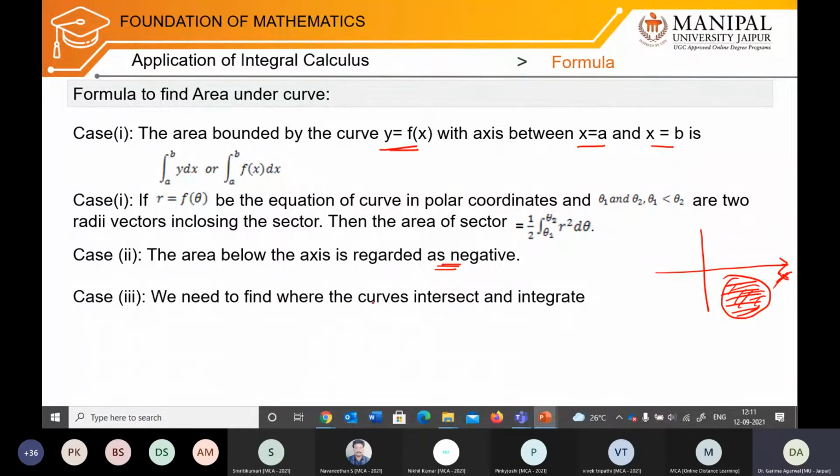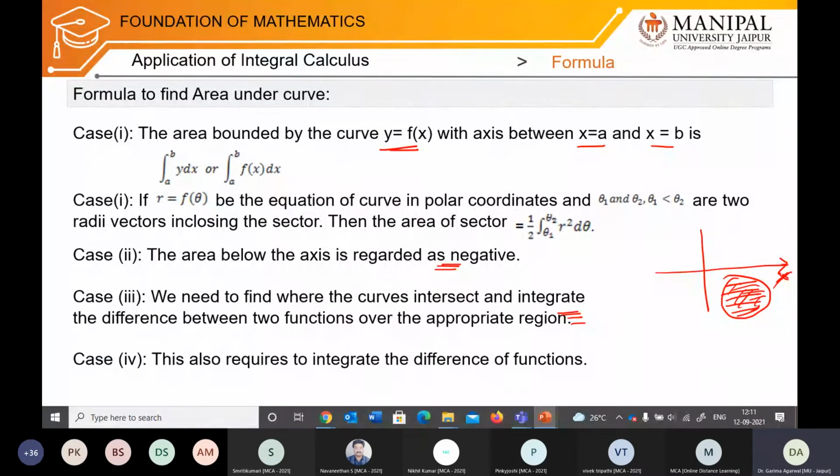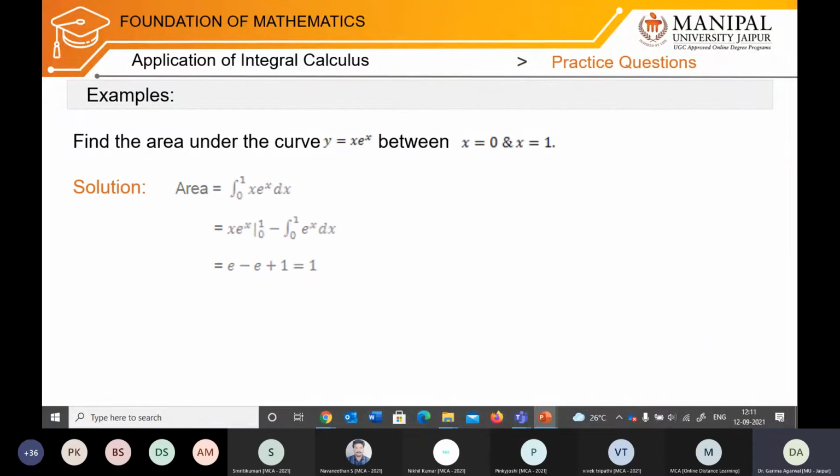We need to find where the curves intersect and integrate. That I'll discuss in the question. The difference between two functions, okay, this is also required.